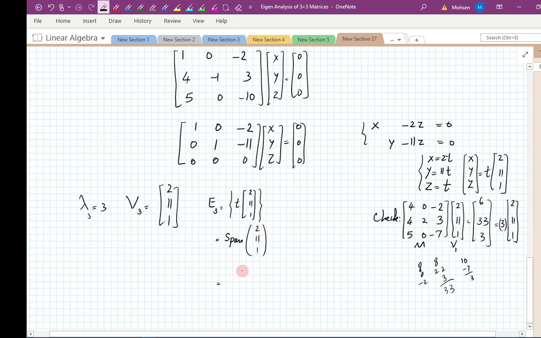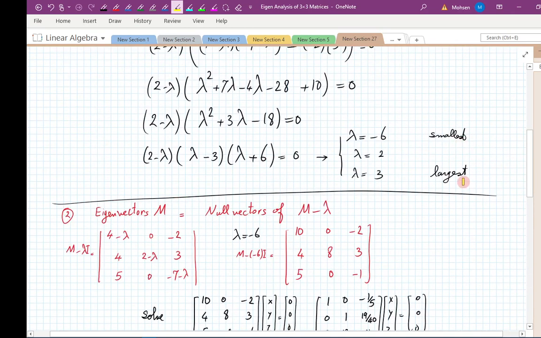Another way of referring to it is try the best we can in drawing it. 2 steps this way, 11 steps this way, 1 step up, so kind of like this. And then the eigenspace is the line that sits on it. So several ways of talking about it. You just look at the web assignment, see which one of them it's compelling you to write.